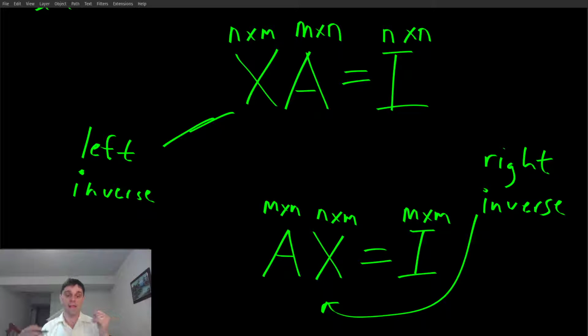Okay, and so unlike with real numbers, where an inverse is just an inverse, a matrix could have a left inverse but no right inverse, or a right inverse but no left inverse. It could have both. It could even have neither. So let's start with looking at left inverses.